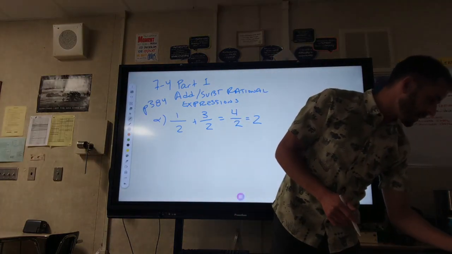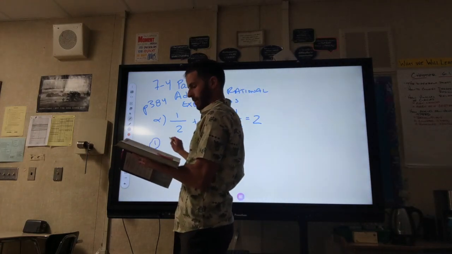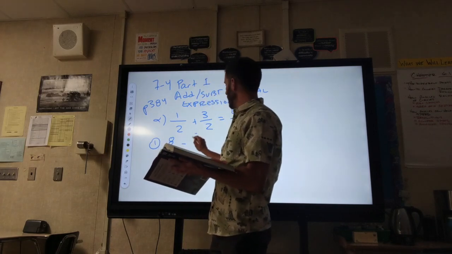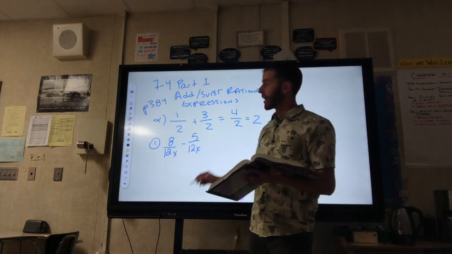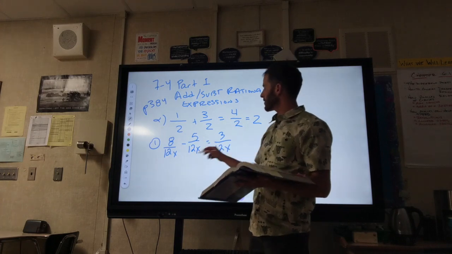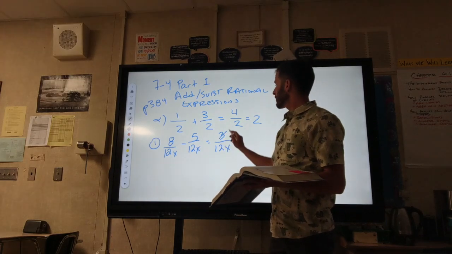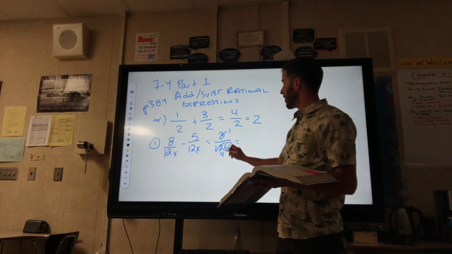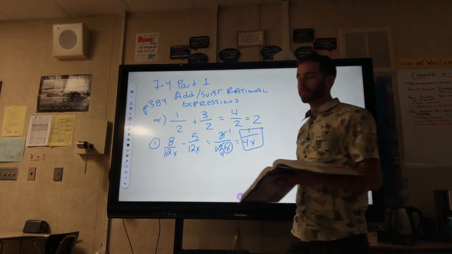Number 1 on page 384. We want to look always first to see if they have a common denominator. If they do, we'll just add or subtract the numerators. So 8 minus 5 is 3. 3 over 12x. Now we can simplify. 3 goes into 3 once. 3 goes into 12 4 times. That x is still on the bottom, so don't move it anywhere. And 1 over 4x is our answer.